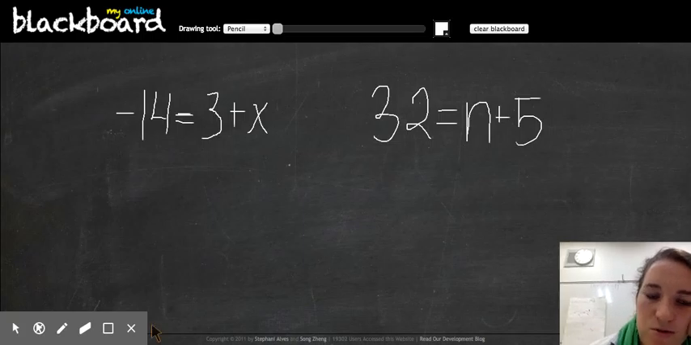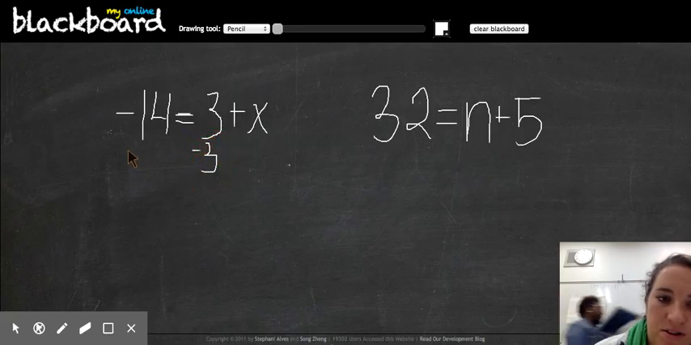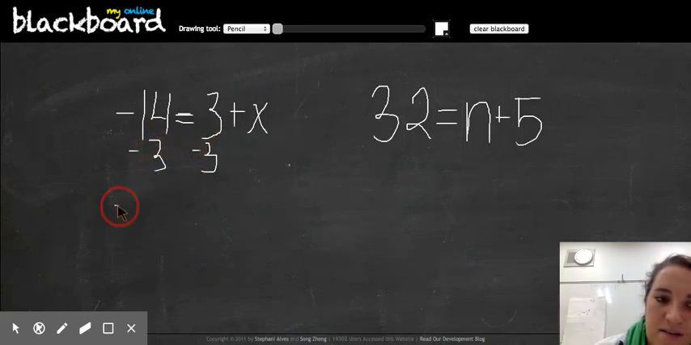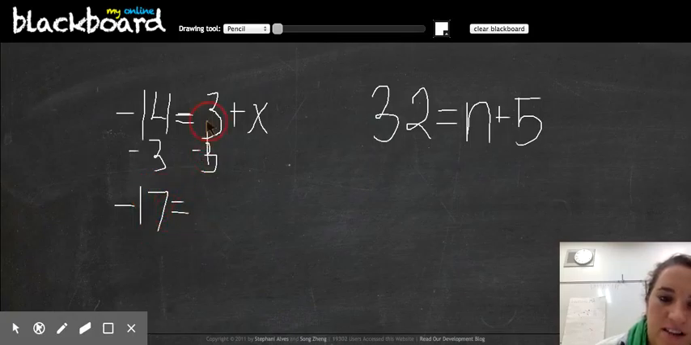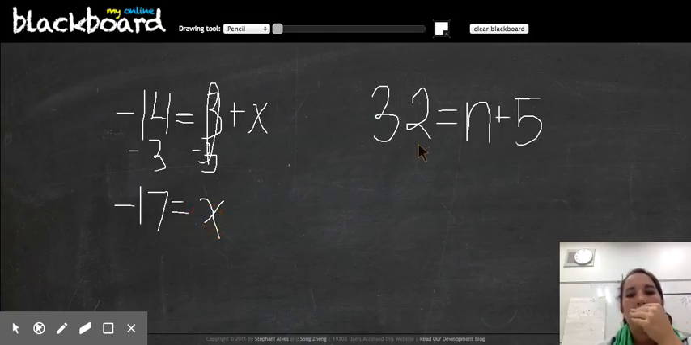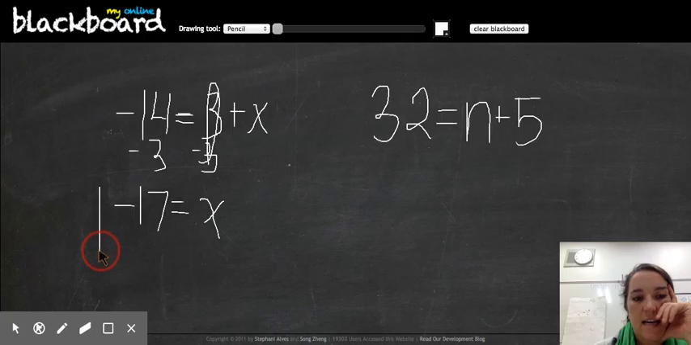Let's do 2 more problems. So we have negative 14 equals 3 plus x. Still trying to get x by itself, so I want to get rid of this 3 on both sides. Negative 14 minus 3, negative 17. And then on the other side, this becomes 0. So I'm left with just x. So that's x equals negative 17.